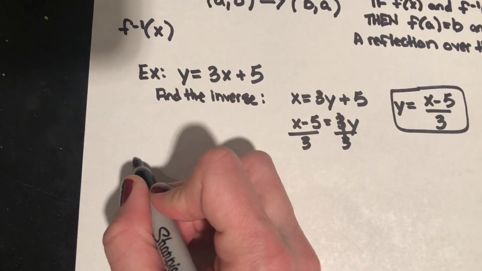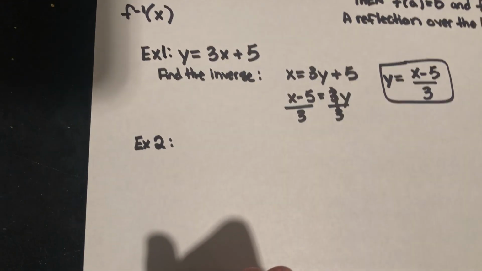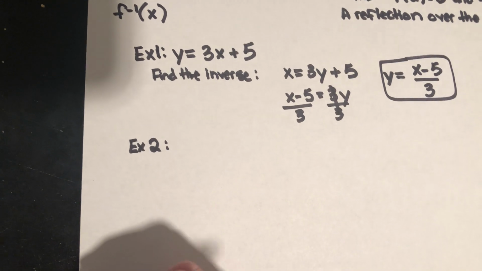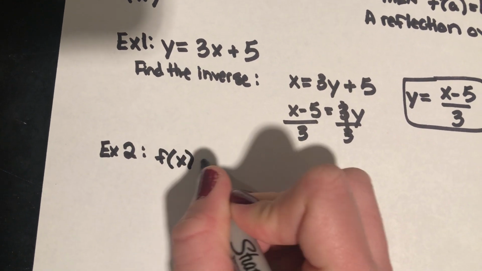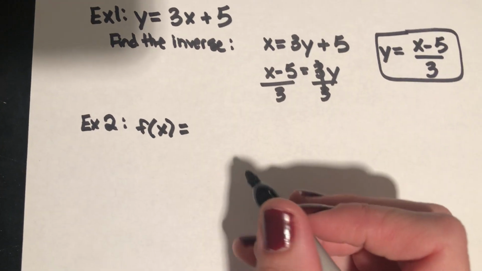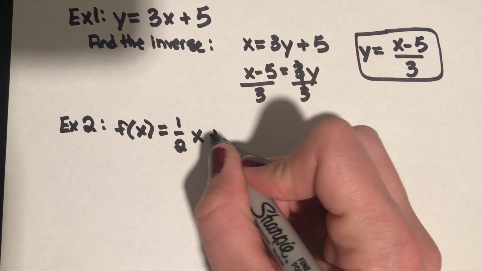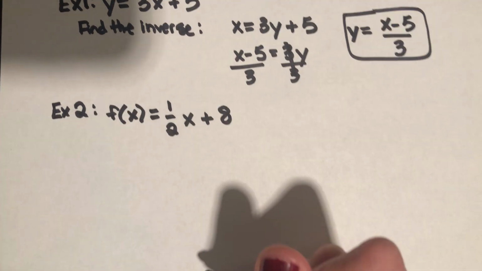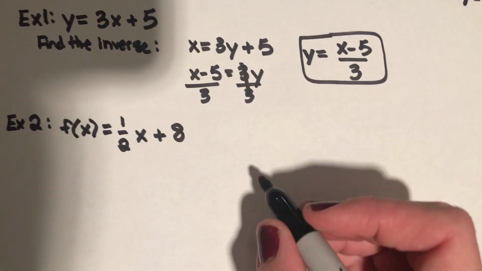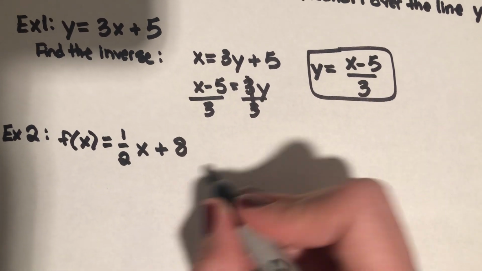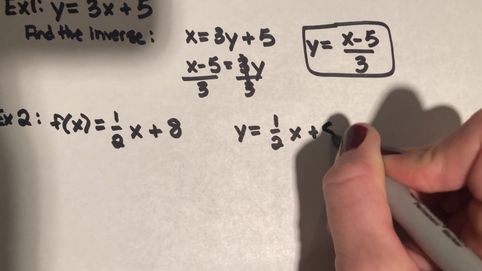So let's try another one. Example 2, so this was example 1. Nice thing about permanent markers, it doesn't even look like I made a mistake. Example 2, let's go f of x equals 1/2 x plus 8. Now I'm making these pretty simple because I don't want to confuse you, I want to give you pretty simple examples. I'm going to rewrite this as y equals 1/2 x plus 8.